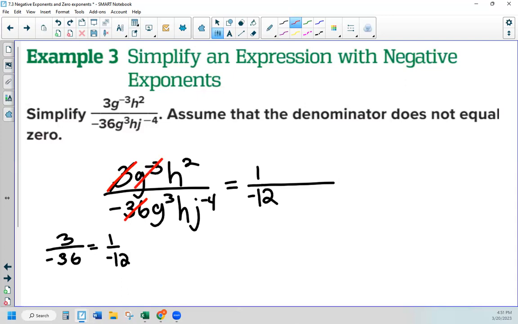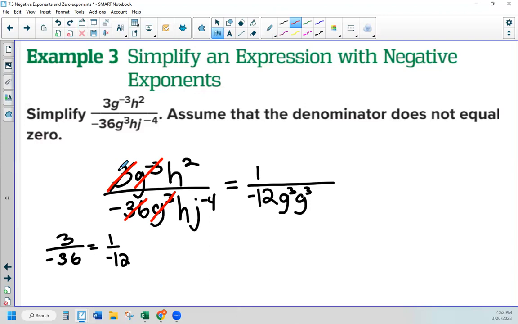Now, that g to the negative 3 needs to go down because it's negative. G to the 3rd power is now positive. The ones that are right here are already positive, so they will stay with a positive exponent. I will not move them.